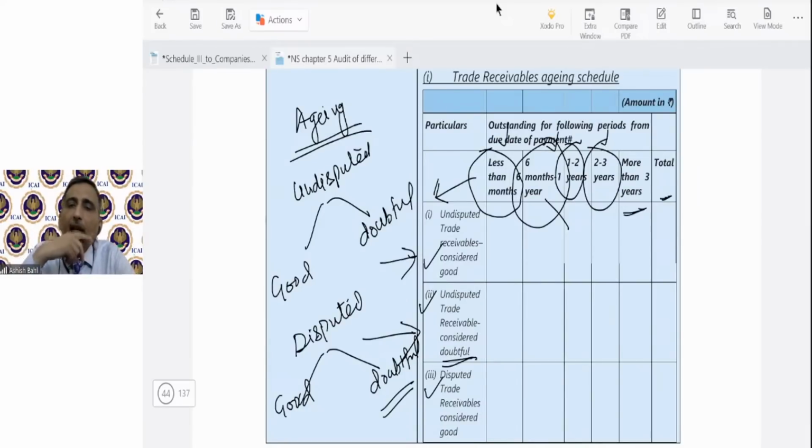And further, trade receivables have to be classified as undisputed trade receivables and disputed trade receivables. Undisputed trade receivables have to be further classified into good and doubtful. Similarly, disputed trade receivables also have to be classified into good and doubtful.